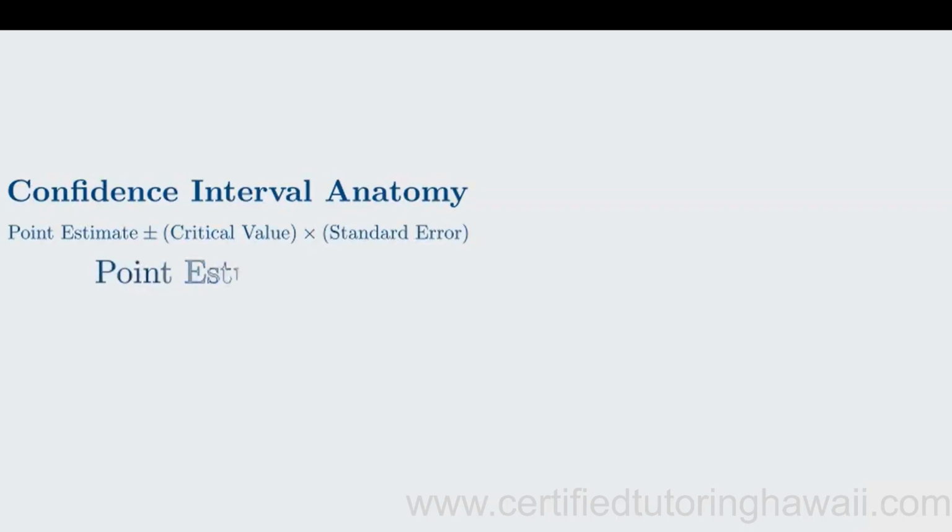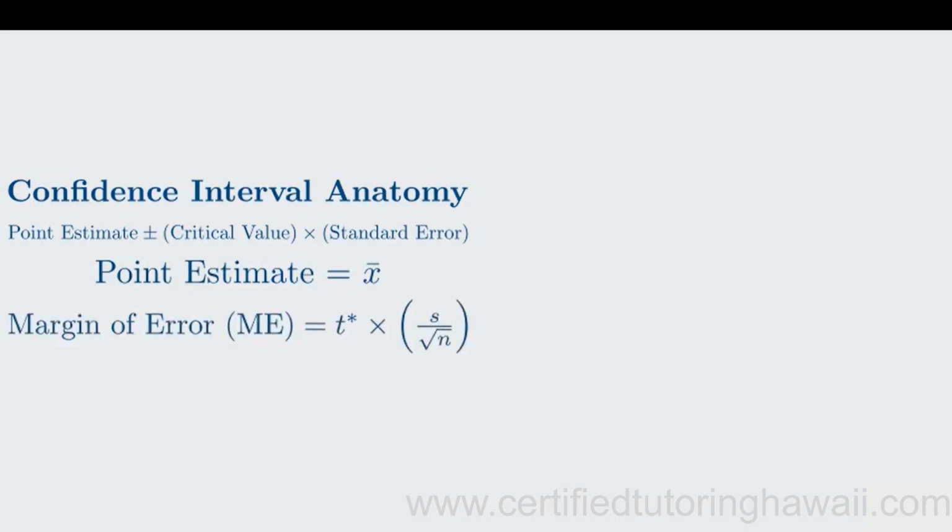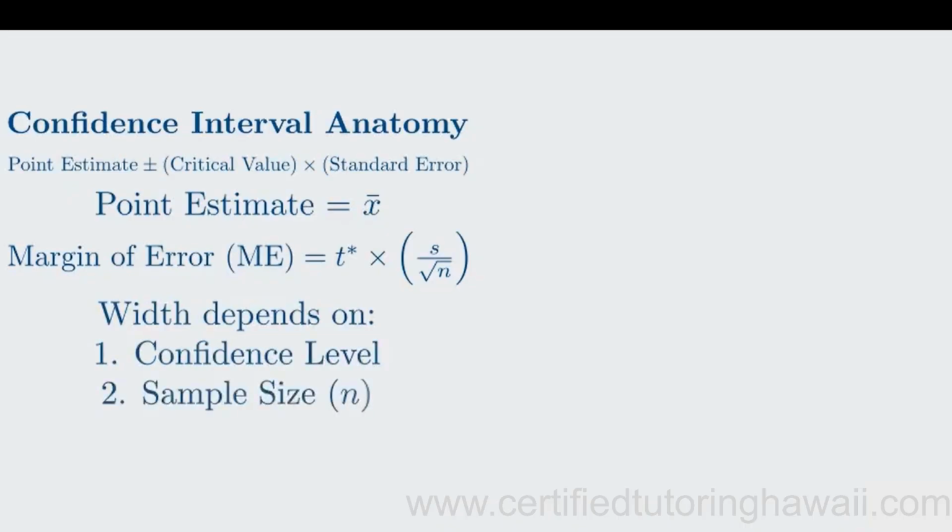The point estimate is our sample mean, x bar. The part we add and subtract is called the margin of error. The margin of error, or ME, equals t star times the sample standard deviation over the square root of n. The margin of error determines the width of the interval. There are two main ways to change the width: changing the confidence level, and changing the sample size.